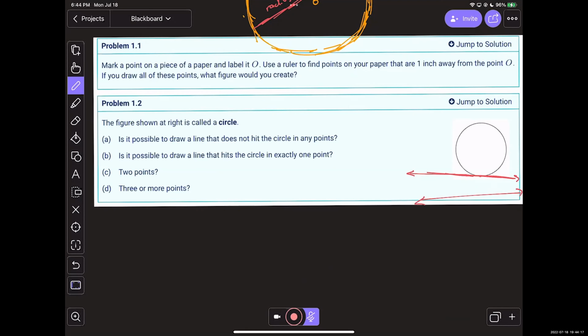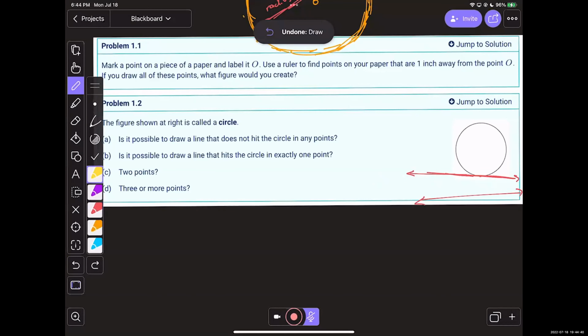It is very possible that you would get only a single nick of that circle, just a single tiny bit. But yes, it is possible to hit exactly 1 point. This is something that you'll learn later on, but this is what is called a tangent line. When it only touches a single point of that circle, that's what it's called. Let me write that a little bit bigger. Tangent line.